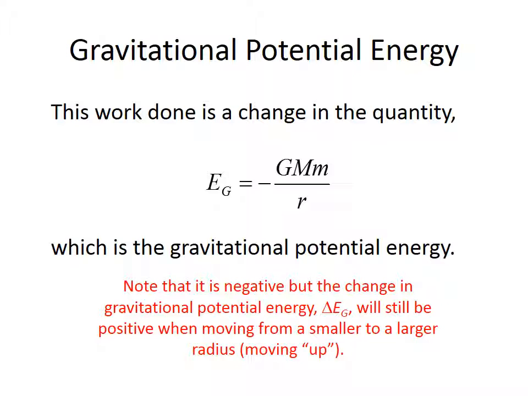This equation is still consistent with our mgh that we had before. The change in gravitational potential energy will still be positive when moving from a smaller radius to a larger radius. The smaller radius will have a smaller denominator and therefore be more negative. The larger radius will have a larger denominator and therefore be less negative.